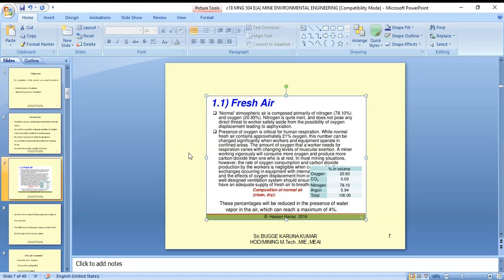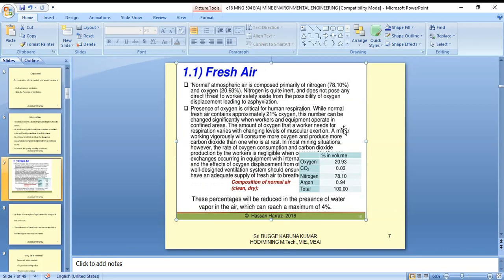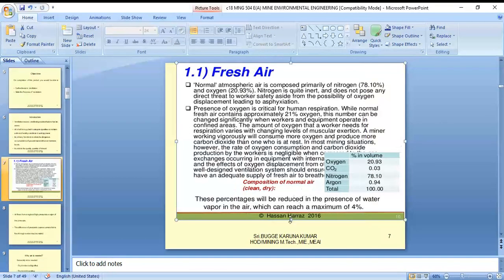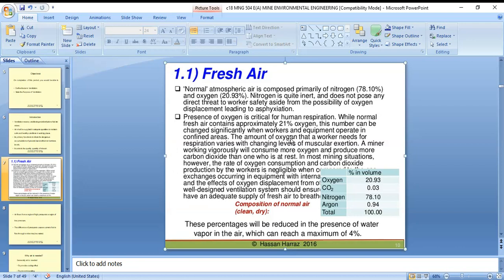So actually, what is fresh air? Which air is good air? That is also very important. What is the basic nature of air? Normal atmospheric air is composed primarily of nitrogen, which is 78.10%, and oxygen is 20.93%.